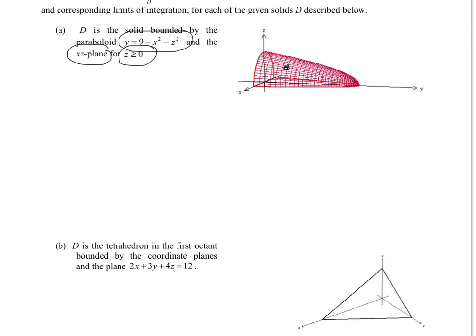So that I believe explains the solid that we're looking at. The paraboloid y equals 9 minus x squared minus z squared is a paraboloid that has its vertex on the y-axis at y equals 9, and that opens in the negative y direction. So the solid is bounded by that paraboloid, as well as being bounded by the xy plane below and the xz plane to the left. So that's our three-dimensional solid.